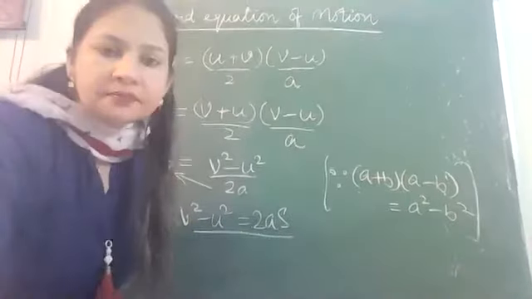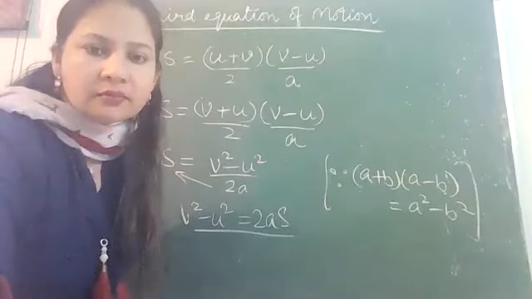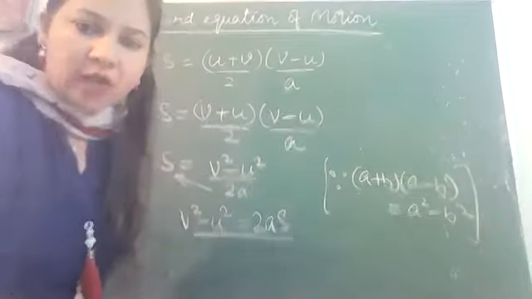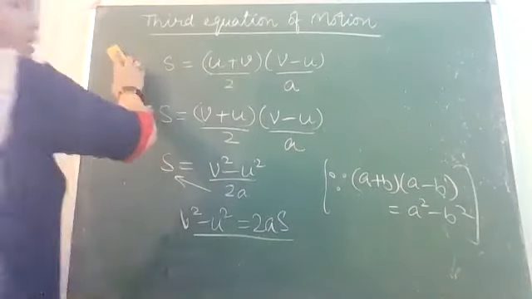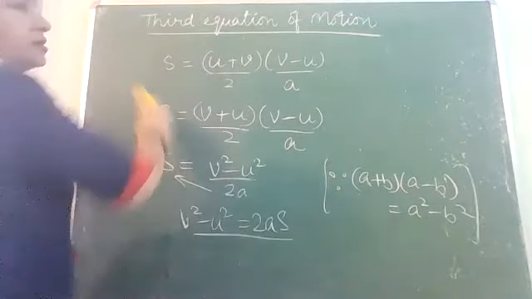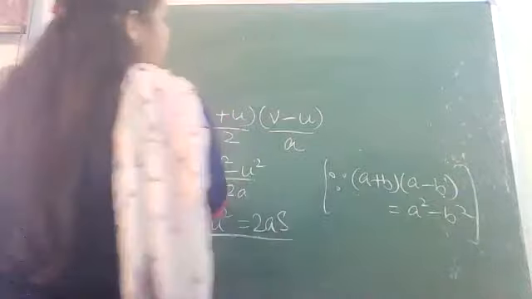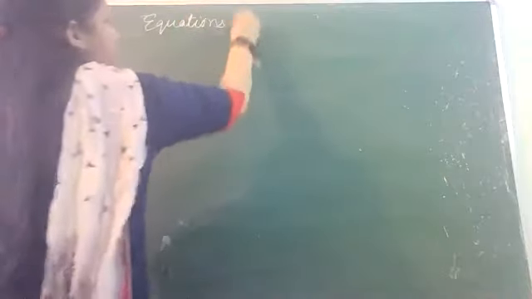What? Okay, so I am again repeating what the three equations of motion are. The simple proof is over. Now the graphical proof, but before that I am telling you what the three equations of motion are. This is the topic next to graphs only.